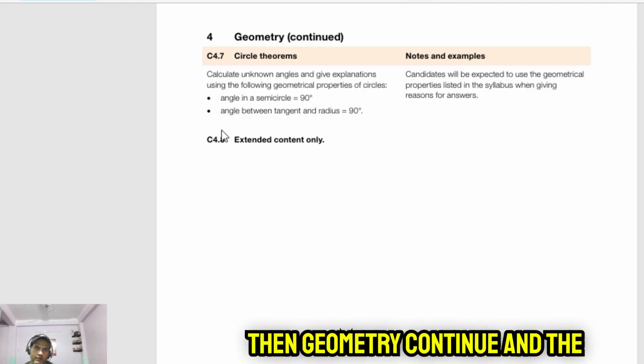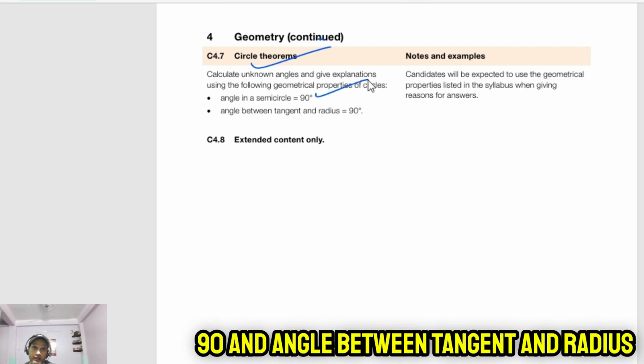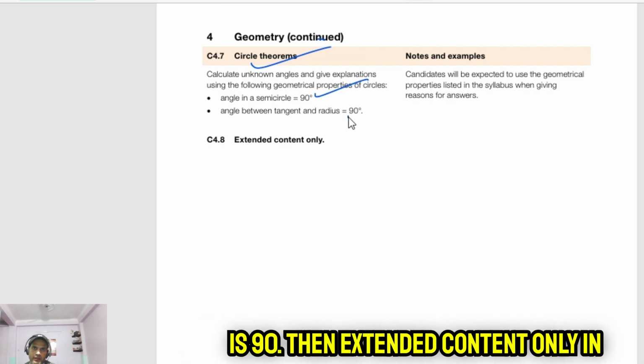Then geometry continues, and we will see the circle theorems: the angle in a semicircle is 90, and the angle between a tangent and a radius is 90. Then extended content only in this part.